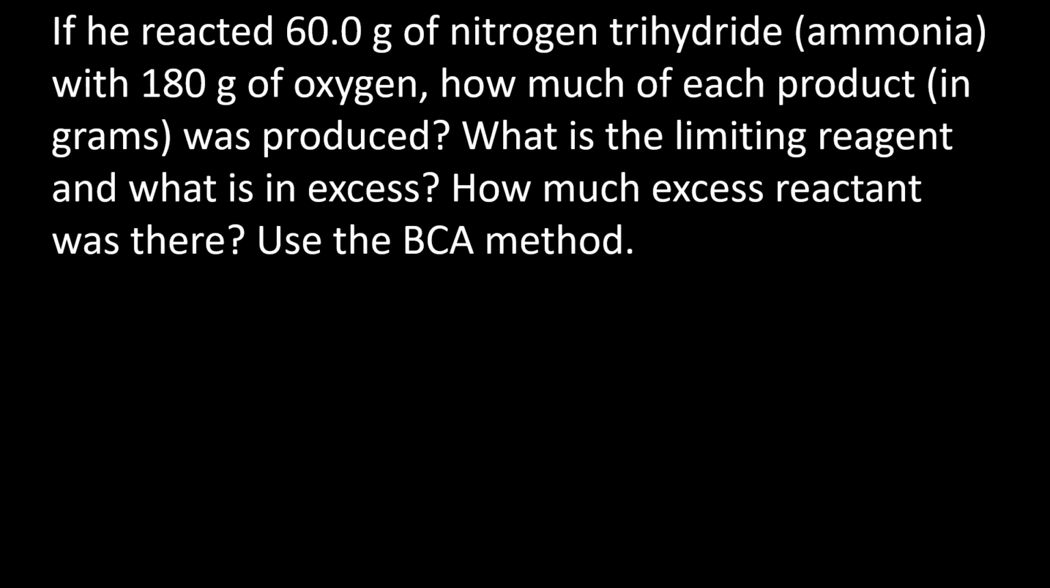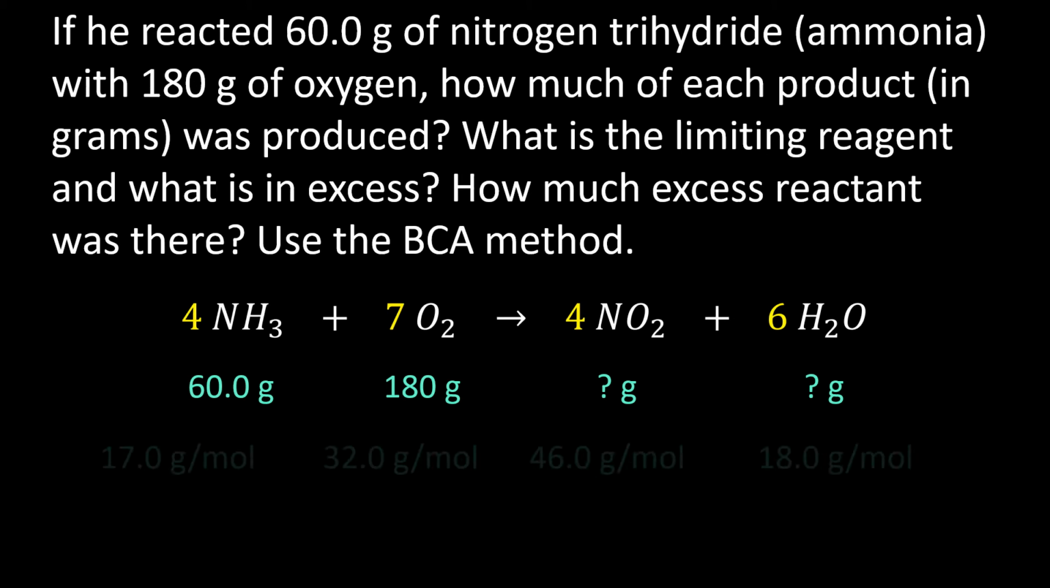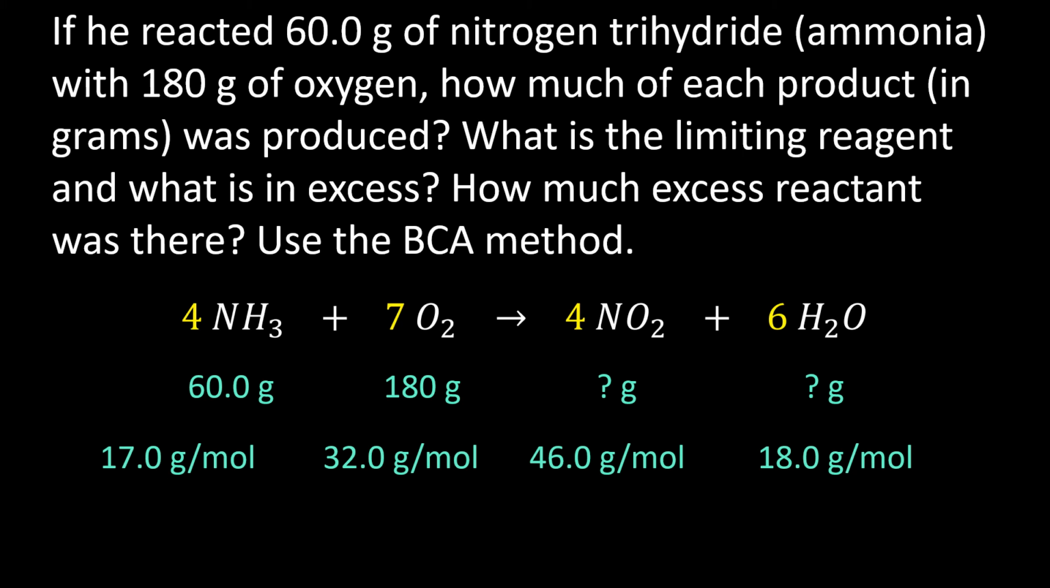So let's pull out the relevant information that we need from this problem. We have our balanced chemical equation that we did in the previous part. We have 60 grams of ammonia, and we are given 180 grams of oxygen. And we're asked how much of each product would be produced, so those are question marks in grams underneath both of those. The other piece of information we need is the molar masses of each of the reactants and products. So here they are. You're going to have to calculate those on your own from the periodic table.